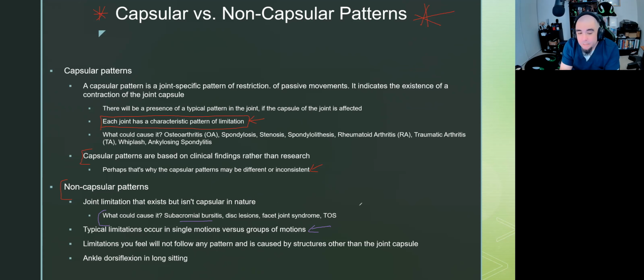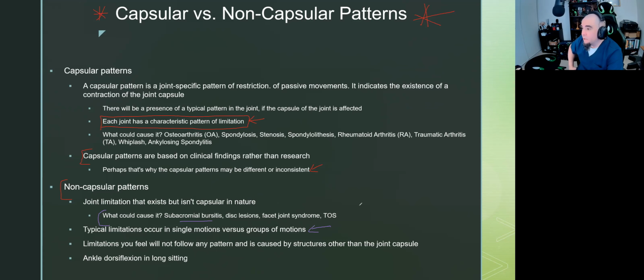For example, ankle dorsiflexion when you're in long sitting. So if I have my legs straight out, there you can see my foot. If I have my legs straight out like this, and I try to dorsiflex my foot, I'm limited in how much dorsiflexion I have. Why am I limited? Well, because I have a couple of two-joint muscles like the gastroc and the plantaris that are limiting my dorsiflexion, limiting me pulling up. That is a non-capsular pattern.